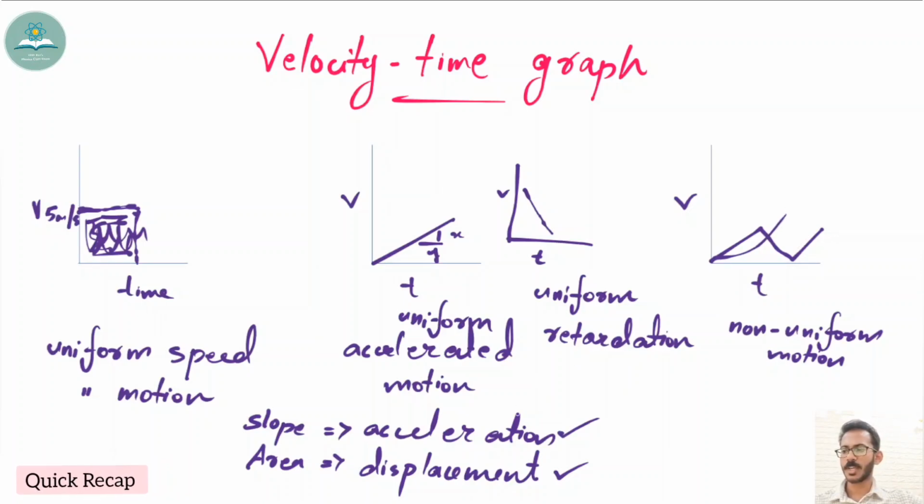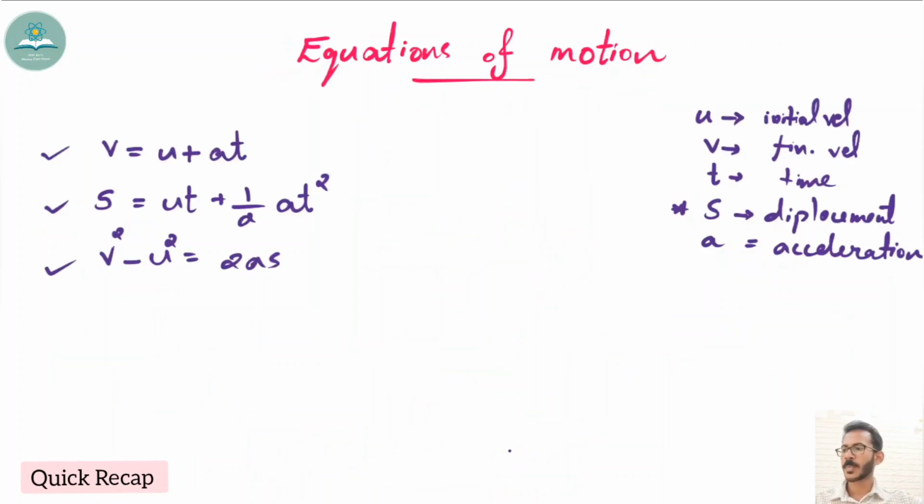From velocity time graph, you will get 2 things. The slope of the graph will give you the acceleration and the area under the graph will give you displacement. Going to the last one, we have equations of motion. The first equation is v is equal to u plus at. Next is s is equal to ut plus half at square. Then v square minus u square is equal to 2as.